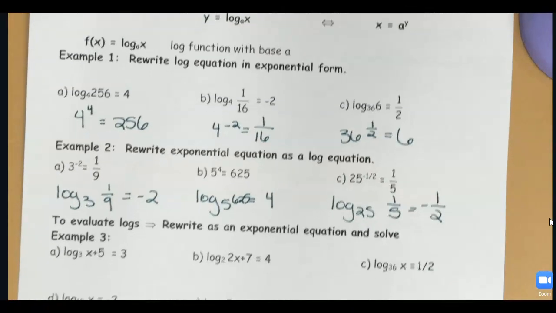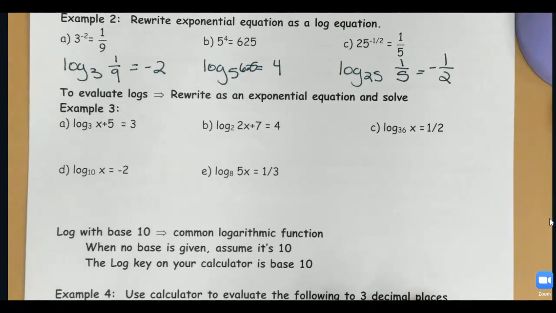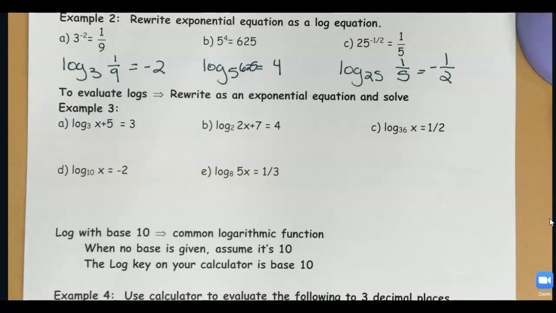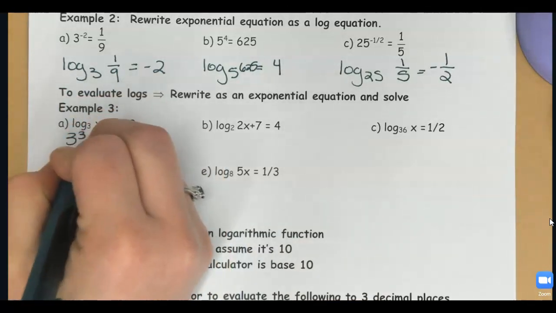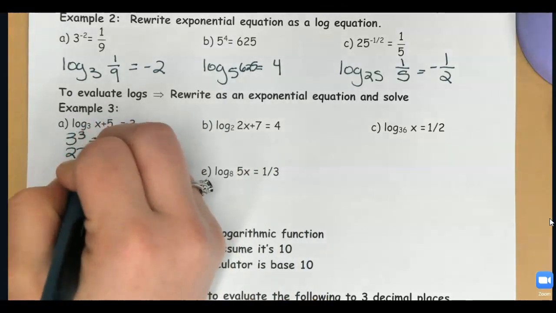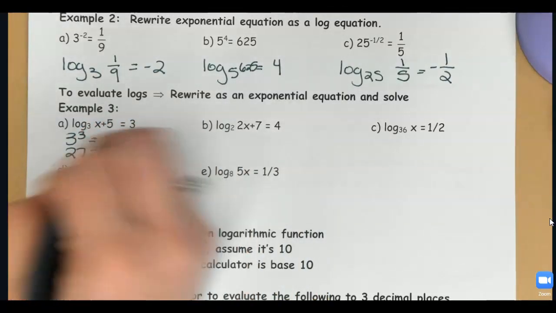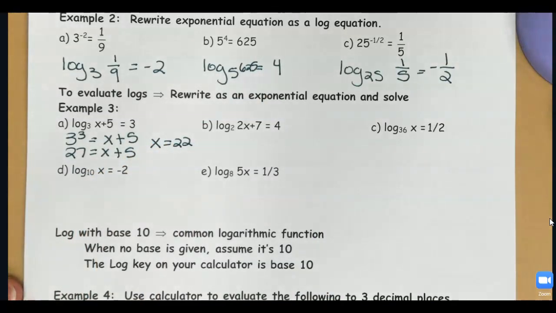So why is this handy? Because that is how we can solve log equations. So we're going to rewrite it as an exponential equation and solve. So on this first one, this is going to be 3 to the 3rd equals x plus 5. 3 to the 3rd is 27. So I just need to subtract 5 on both sides, and I find that x is 22.